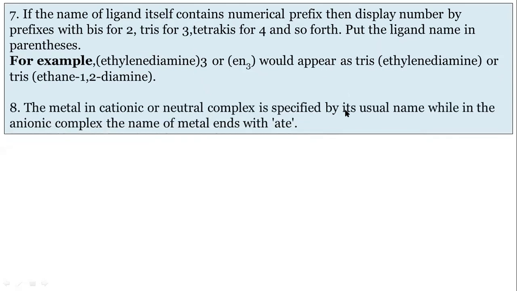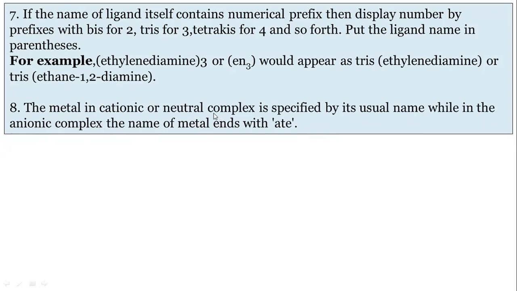And the last rule: if the metal is cationic or neutral, there is no change in the name of the metal, but the name of the metal changes when it is an anionic complex. Anionic means the complex is negatively charged. Remember, this rule is very important, because many times students get confused and do not understand whether the complex is cationic or anionic.